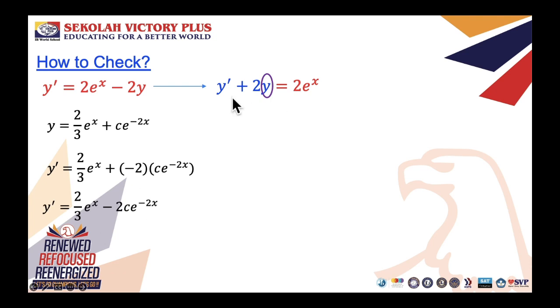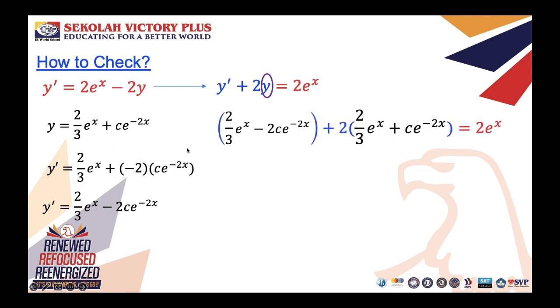Again, since this is the manipulation I did a while ago, I need to show that when I substitute this expression here plus 2 times the expression of y gives me this expression. If it will, then this answer is correct. If it's not, then there's something wrong with my answer. So let's try to check. Substitute. This is now for the y prime. Try to see.